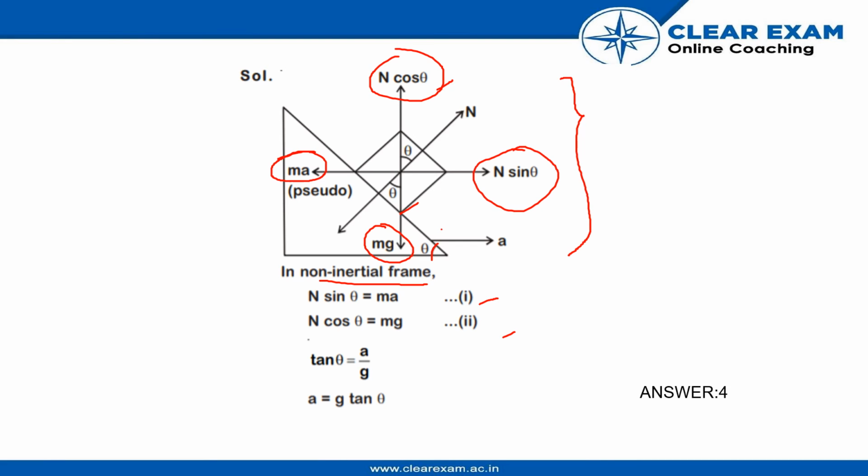So we will divide equation 1 by 2, which will come out to be tan theta equals a over g. So a equals g tan theta. Therefore, option 4 is the right answer.